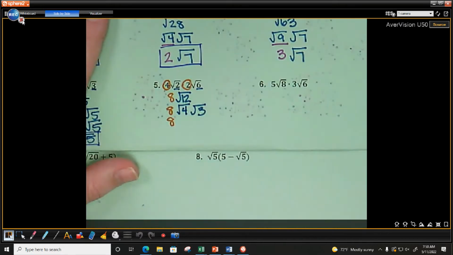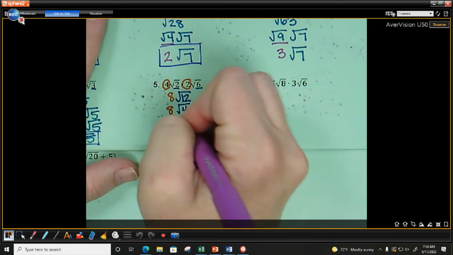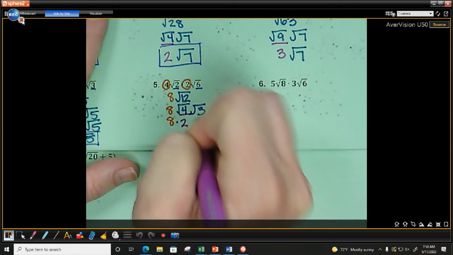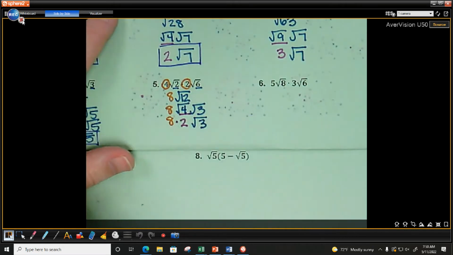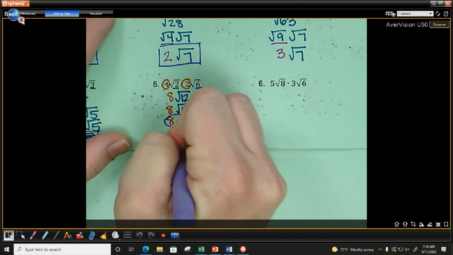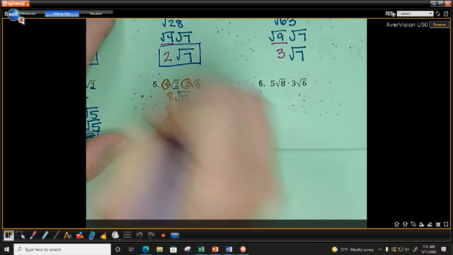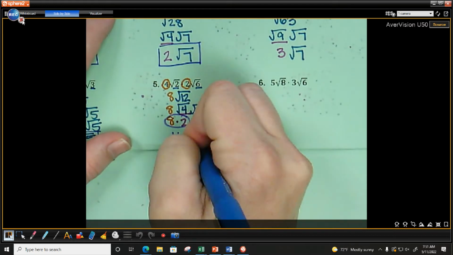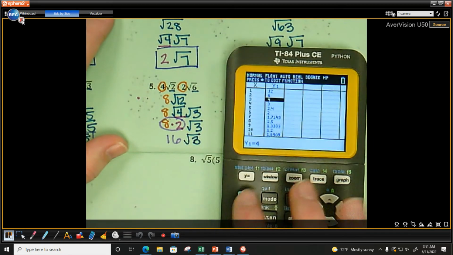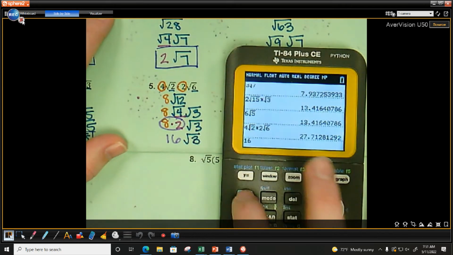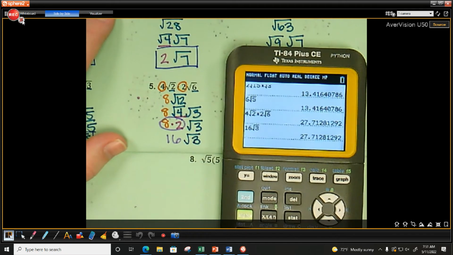8, what is the square root of 4, guys? 2. Square root 3. So what's 8 times 2? 16. Square root 3. Go to your calculator. And we get equivalent decimals.